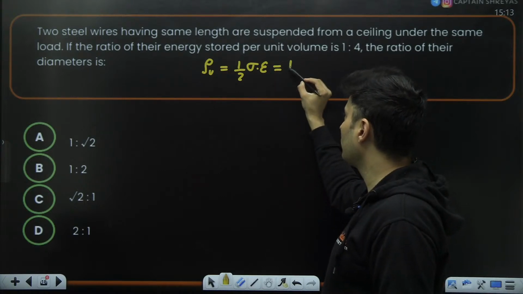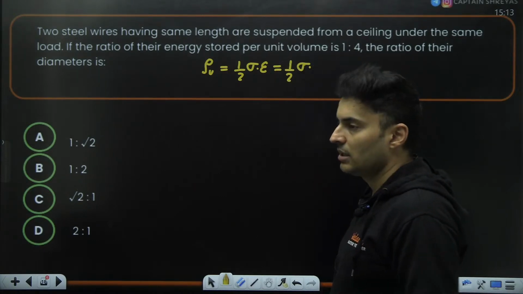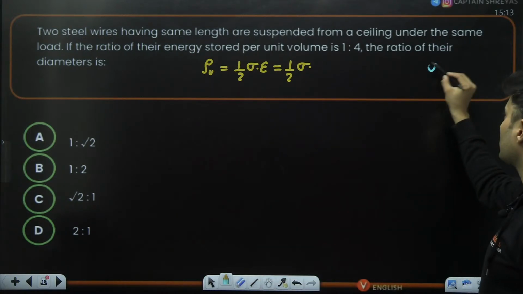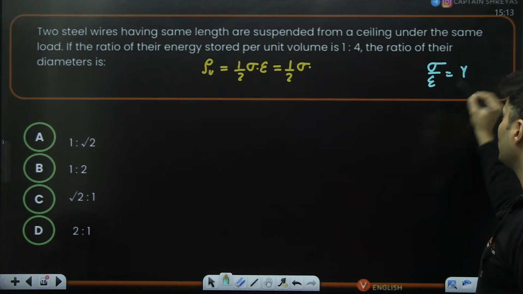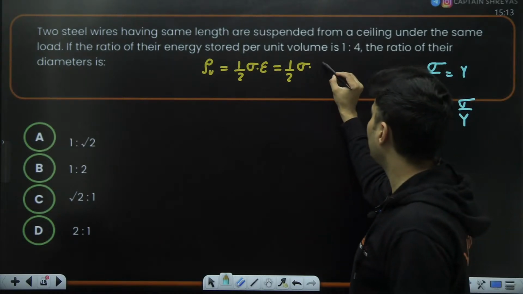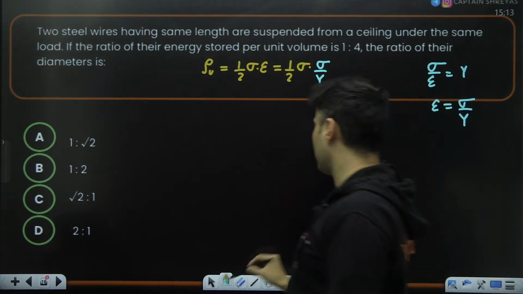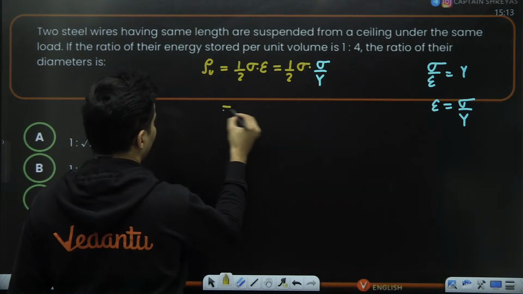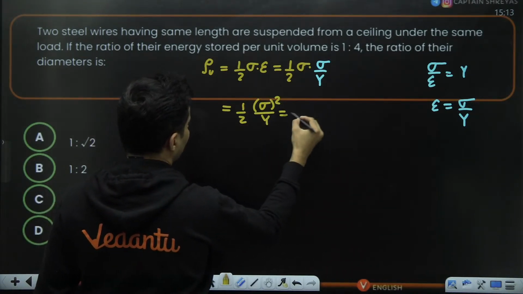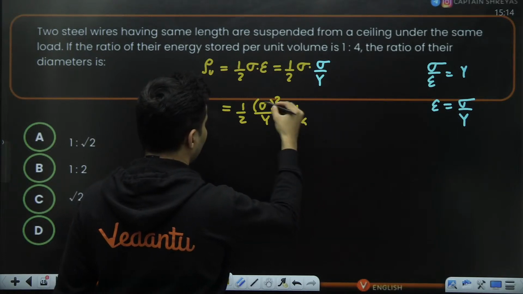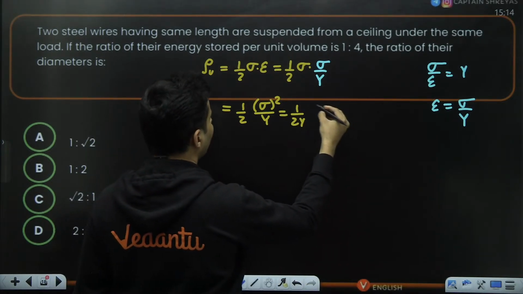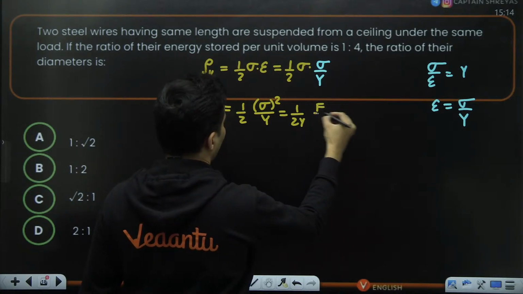Somehow write strain in terms of stress. Stress by strain is modulus. So strain is stress by modulus. So I will write it as stress by modulus. So this will become stress square by modulus, so 1 by 2Y constant. What is the value of stress? Force by area.